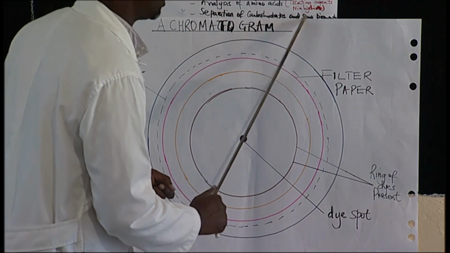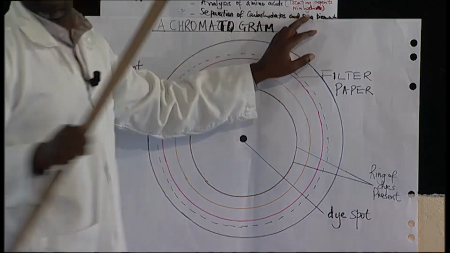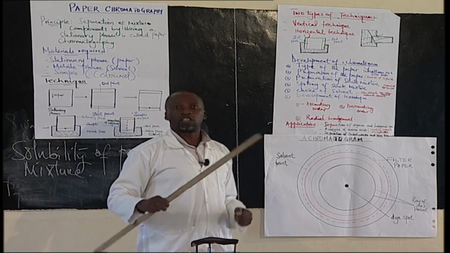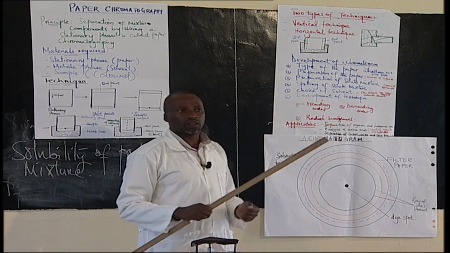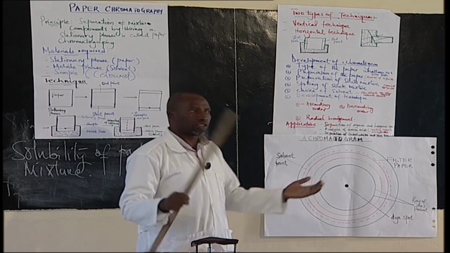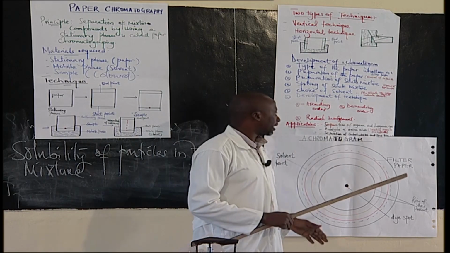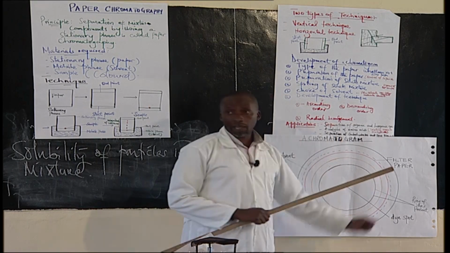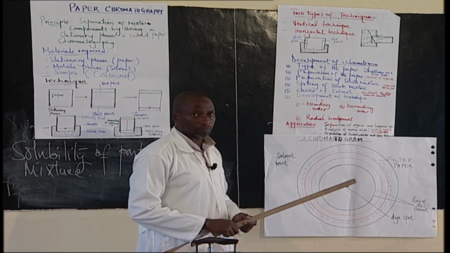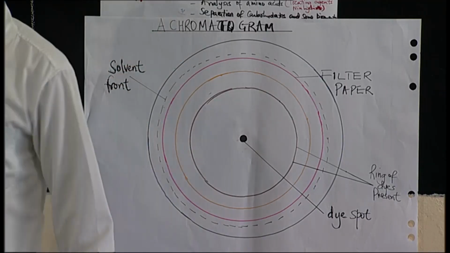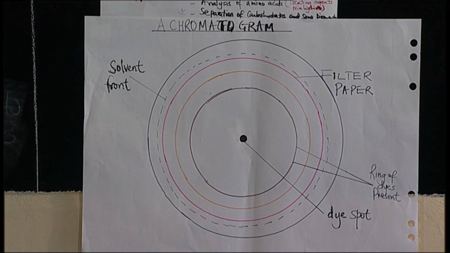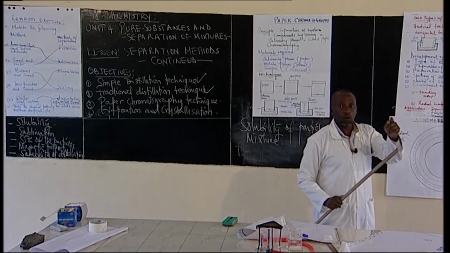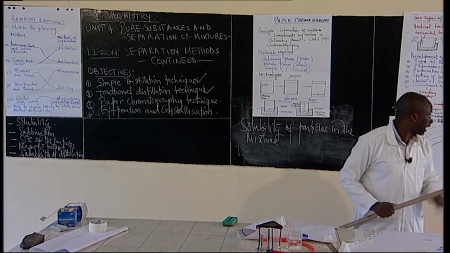Separation of carbohydrates and some pigments, colored materials, the chlorophyll within the leaves, the colors within the flowers can also be separated by this paper chromatography. So we've not been able to look at the evaporation and crystallization, but that is the one that we'll have to start with in the next lesson.